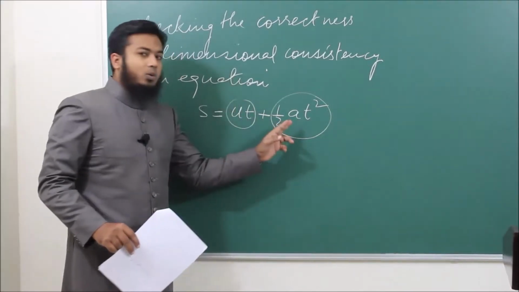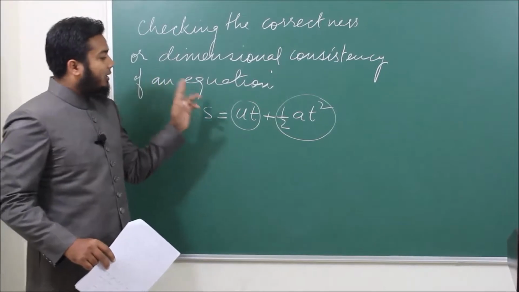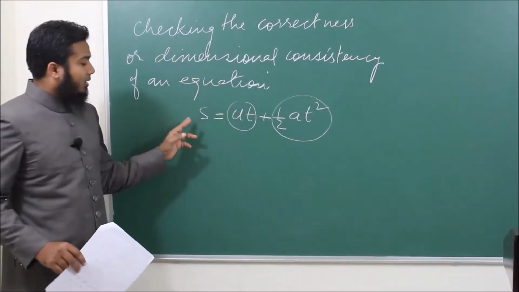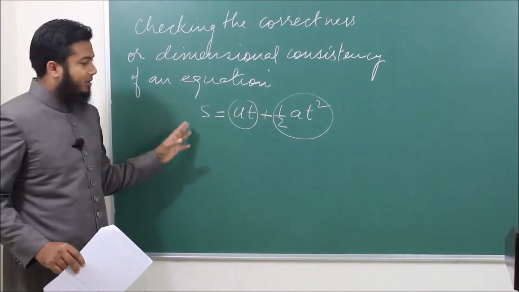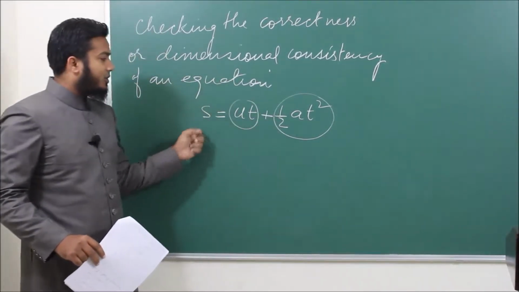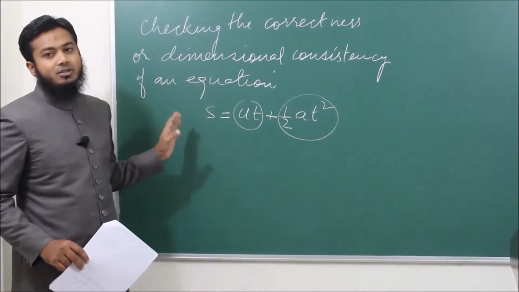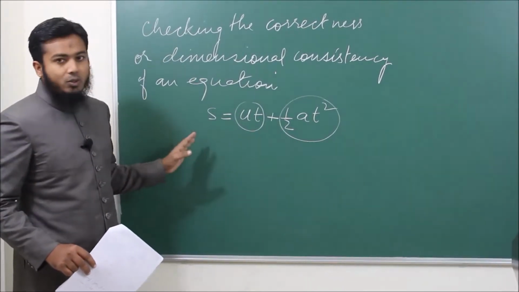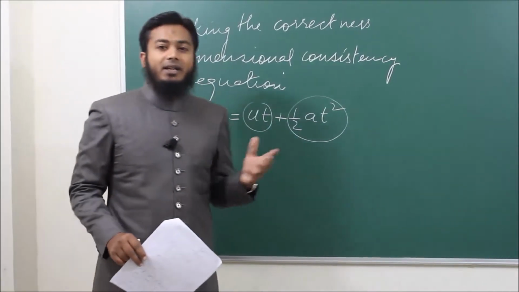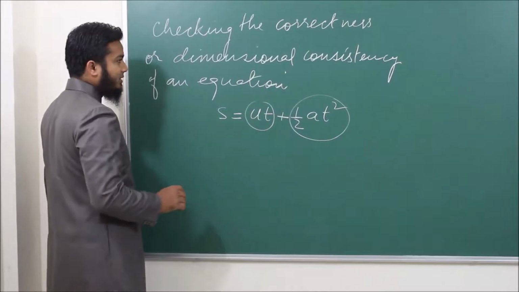And we are comparing both with S. So the dimension of S must be the same as that of ut and half at square. The dimensions of S, the dimensions of ut and the dimensions of half at square, all these dimensions should be the same. If it is not so, then the equation is dimensionally inconsistent.